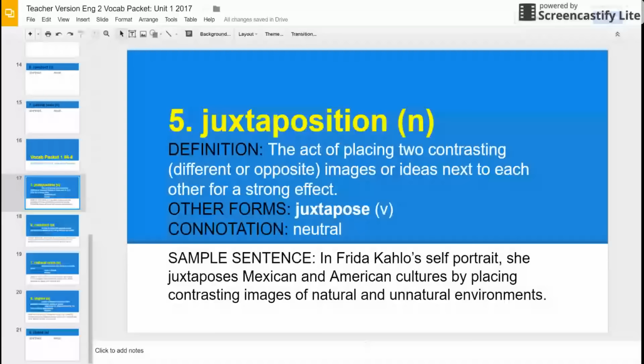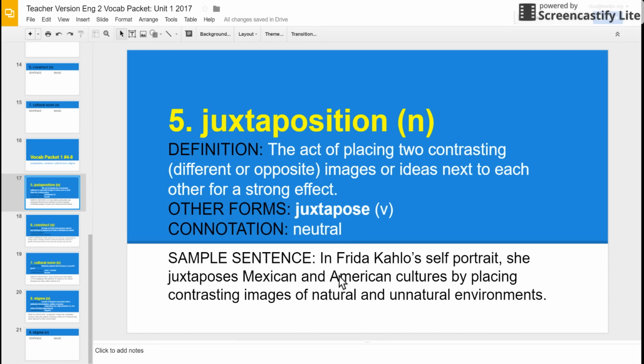When two things are too similar, you're not able to juxtapose them. But the other important part is the strong effect, that there is a purpose behind why you are pairing these two items together. You'll notice that the connotation is neutral, so it is not positive nor negative to juxtapose.